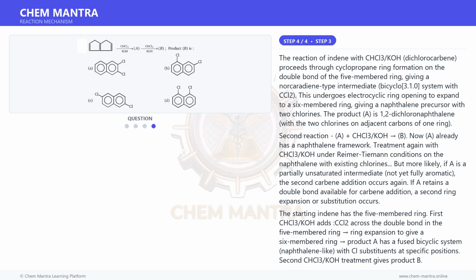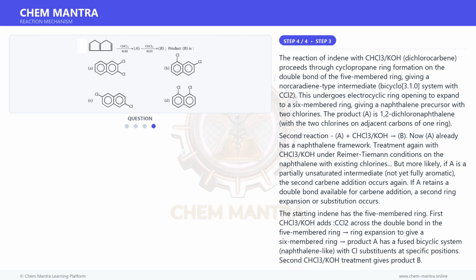And for the final step, the reaction of indene with CHCl3/KOH, dichlorocarbene, proceeds through cyclopropane ring formation on the double bond of the 5-membered ring, giving a norcarane-type intermediate, a bicyclo[3.1.0] system with CCl2. This undergoes electrocyclic ring opening to expand to a 6-membered ring, giving a naphthalene precursor with 2 chlorines. The product, A, is 1,2-dichloronaphthalene, with the 2 chlorines on adjacent carbons of one ring.